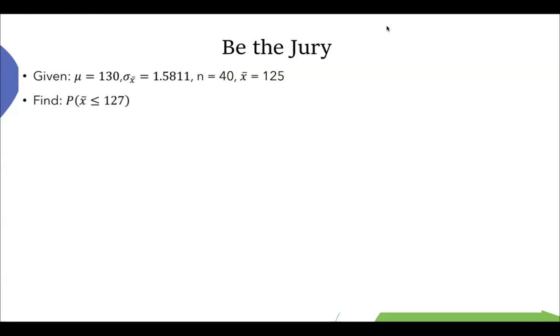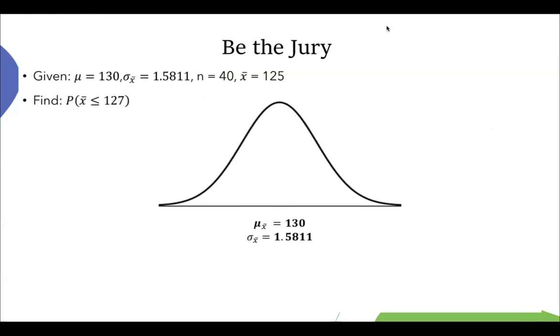Let's go to our picture. Remember that the mean of a sampling distribution is the same as the mean of the population, and that had to be provided to us in this problem. So we have 130 as the center of our sampling distribution with a standard error of 1.5811. For the probability that x bar is less than 127, we're going to put x bar to the left of center because 127 is less than 130, and we're going to calculate the area that extends down to negative infinity.